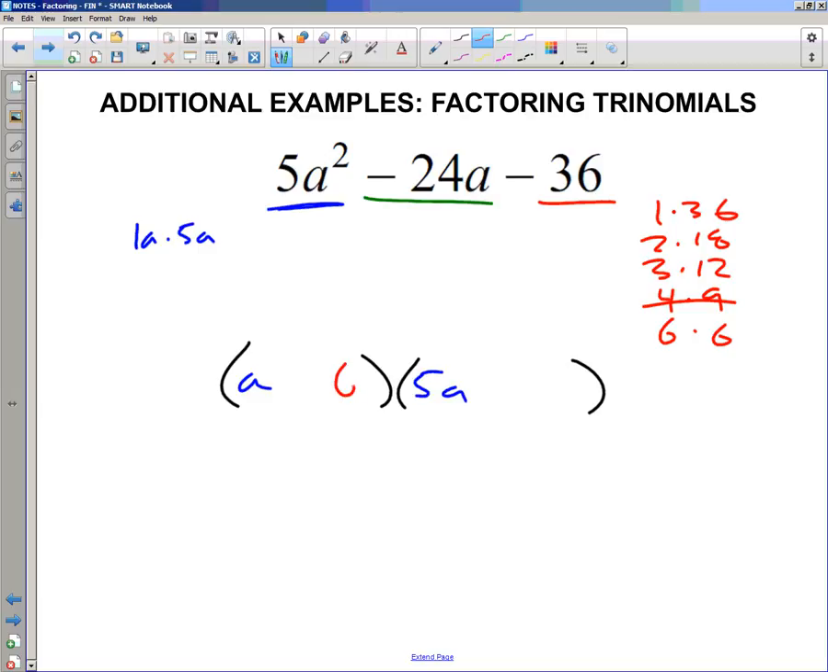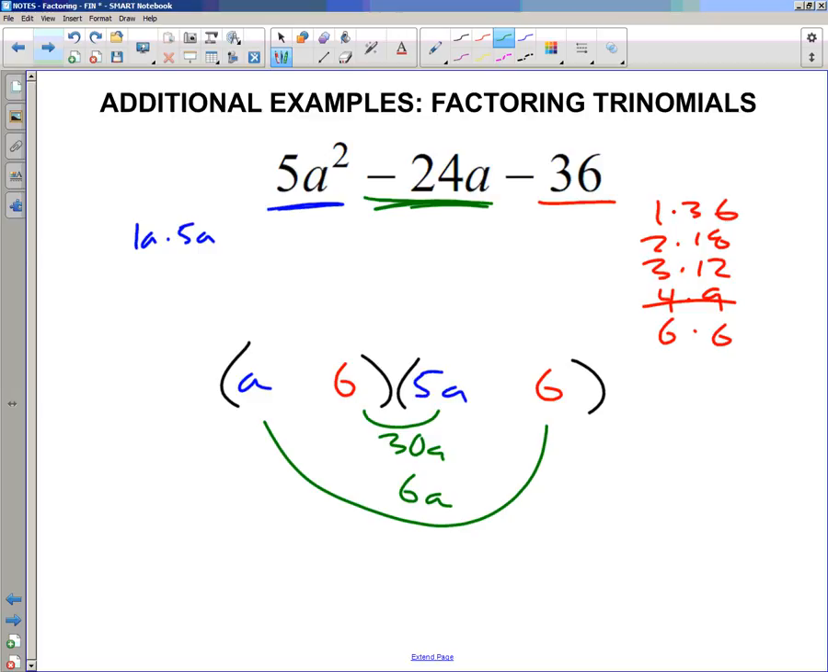Let's try that 6 with the 6. We only need to try this once because if we were going to flip the order of the 6's, we'd still have the exact same thing. Let's check it and see if we're going to get this 24a that we need. 6 times 5a is 30a. 6 times a is going to give us 6a. And yeah, I think we can make this work.